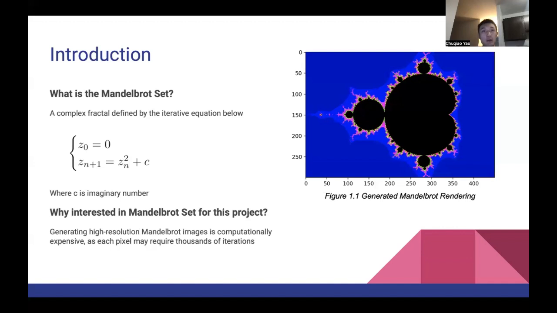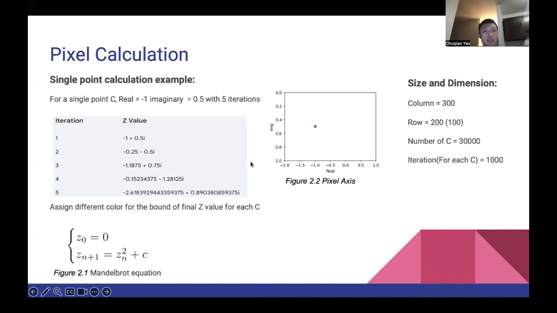But before that, you might wonder, why are we interested in calculating this for the project? Generating high-resolution Mandelbrot images is computationally expensive because each pixel may require thousands of iterations to determine whether it belongs to the set or not. So our project demonstrates how to use a hardware accelerator to handle this work. And also the image on the right is an example image generated from our design.